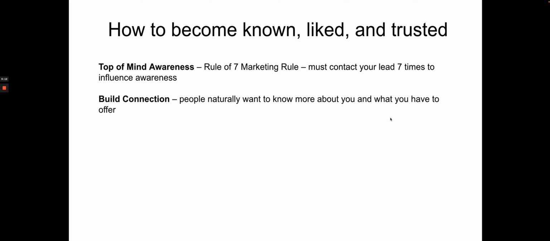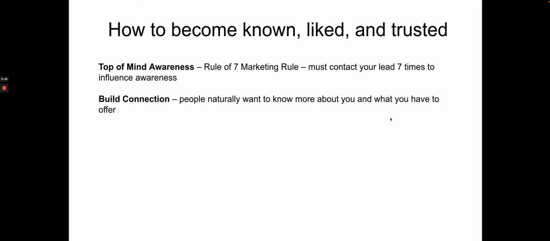The other thing is that people naturally want to know more about you as a person and what you have to offer. A lot of people are kind of shy about this, thinking that they're trying to sell people. But the reality is that people love to know more about who they're connecting with and what they do. And so by having a nurture process, you can also introduce a little bit of your personality, who you are, what you stand for, etc.